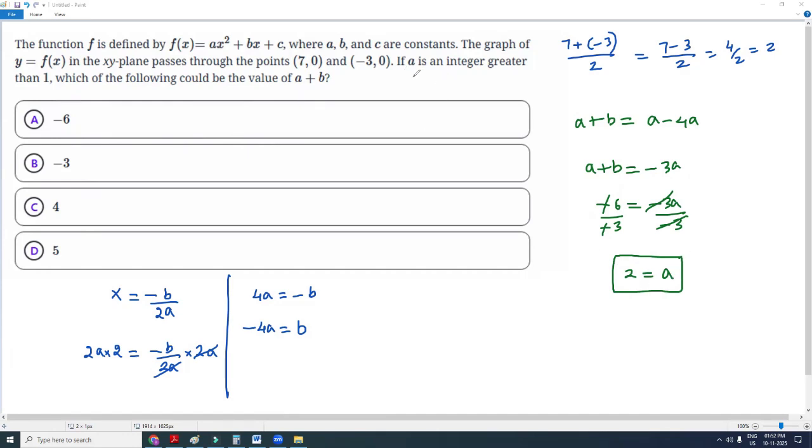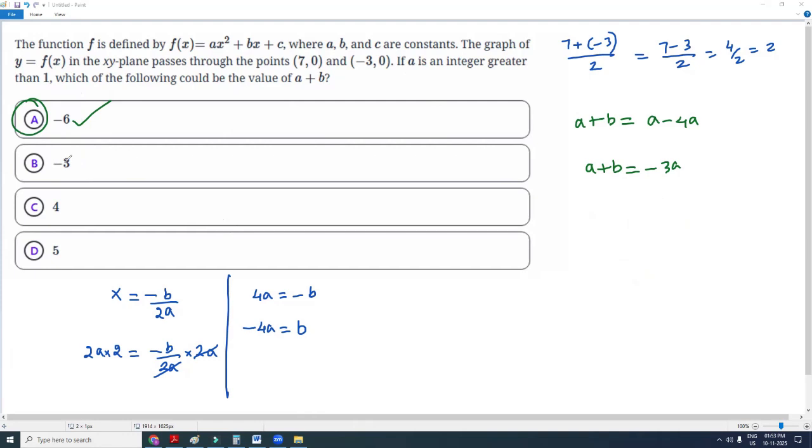But there is a condition given in the question for the value of a, that is a is an integer greater than 1. Here the value we have for a is 2, which is an integer and also greater than 1. So this value of a satisfies the condition given over here. So this -6 in answer choice A could be the value of a + b. So the correct answer choice for this question is A. Anyways, we can verify the other answer choices as well.